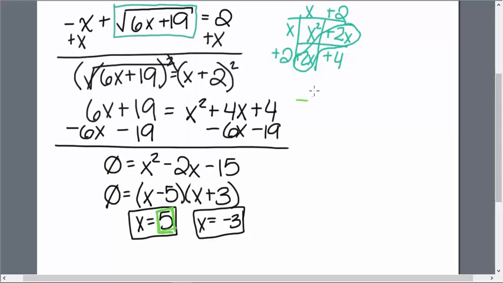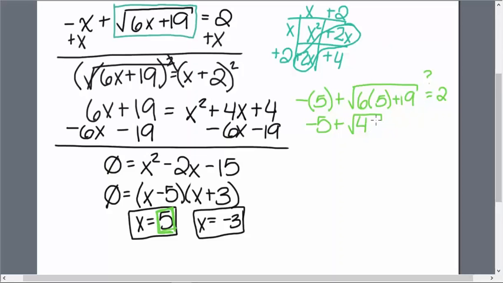So I've got negative x plus the square root of 6x plus 19. And I hope that it equals 2. Let me just put a quick question mark there to say we're hoping it does. So I'm just going to finagle this side until I get it. So I've got negative 5 plus the square root of 6 times 5 is 30 plus 19. Or I'm sorry, 6 times 5 is 30 plus 19 is 49. And I hope that is 2.